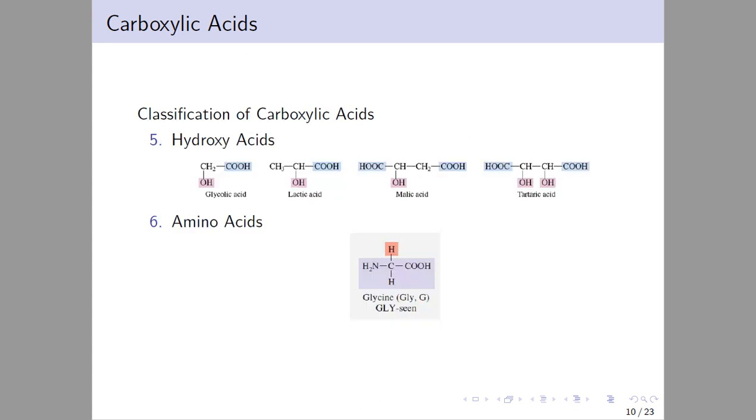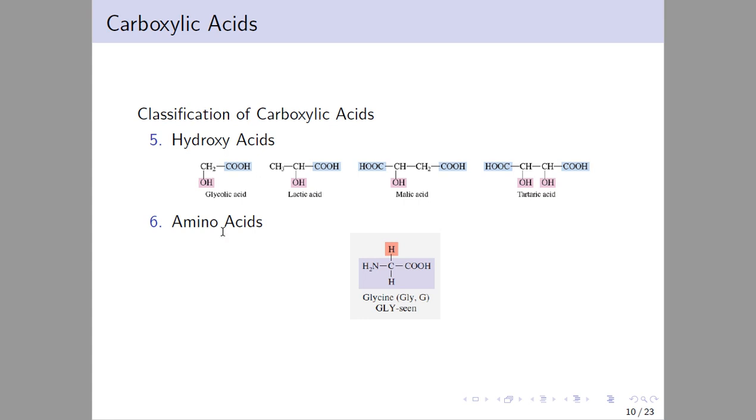Next is the hydroxy acid. Okay, so here we have carboxylic acid plus the OH. Okay, OH, OH, OH, and OH. Okay, so we have this hydroxy oxygen. Okay, so this one.